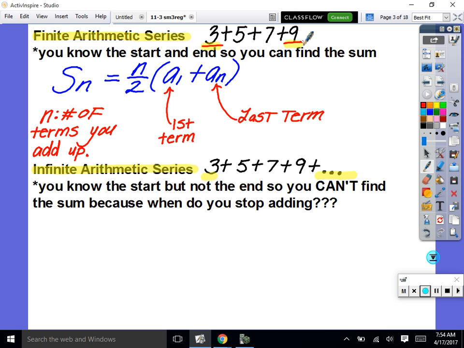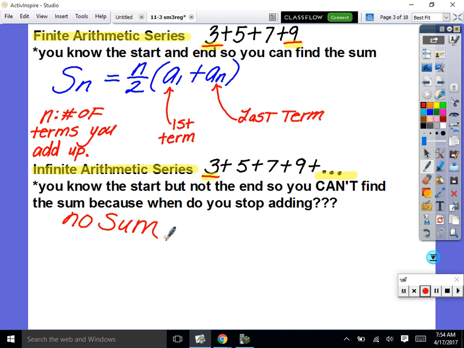However, if you have an infinite arithmetic series, so look, 3 plus 5, we do know the starting point, plus 7 plus 9 plus ... That means we're just going to keep adding forever, which could we even find a sum? Well, no, because think about it. It's just going to continue to get larger and larger. So we're just going to keep adding forever and never know when to stop adding. Does everybody understand? So because it's infinite, we can't find a sum. Everybody good? That's true for arithmetic series. If you do not know the end, you have no idea where to stop adding, so you can't find a sum.